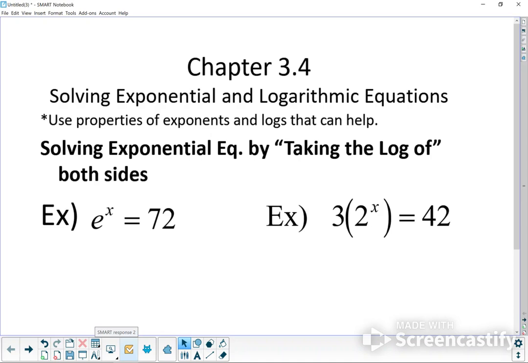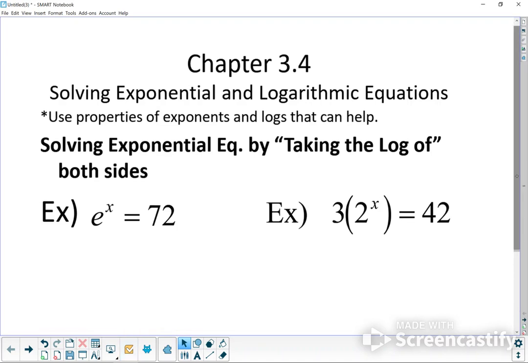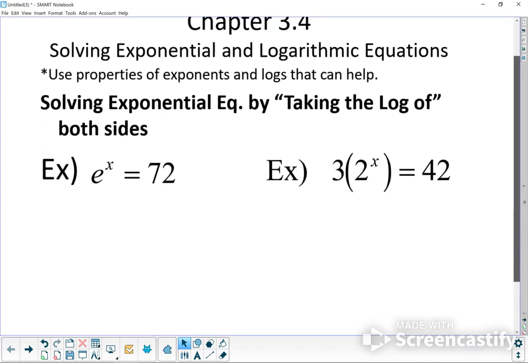All right, everyone, let's go ahead and do this. So today we're going to be solving exponential equations. Look at these two examples here. They're both exponential equations, and we're going to solve these by taking the log because the log is the inverse of an exponential. All right, so let's look at example one.